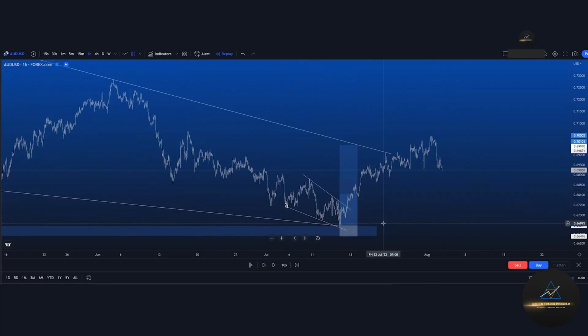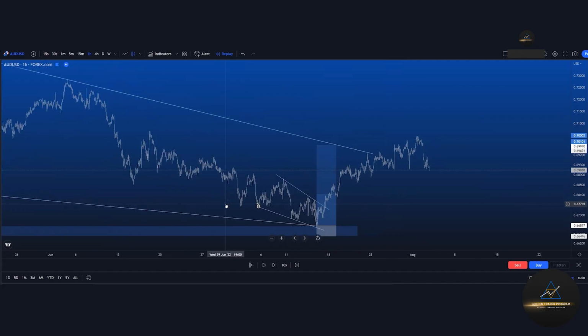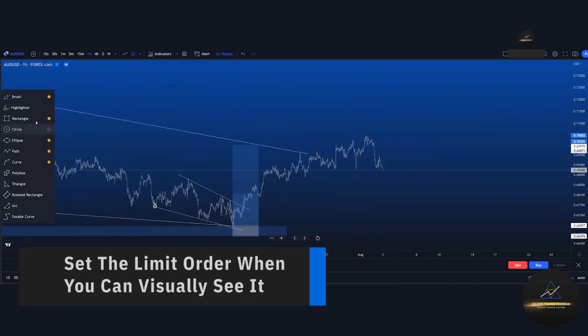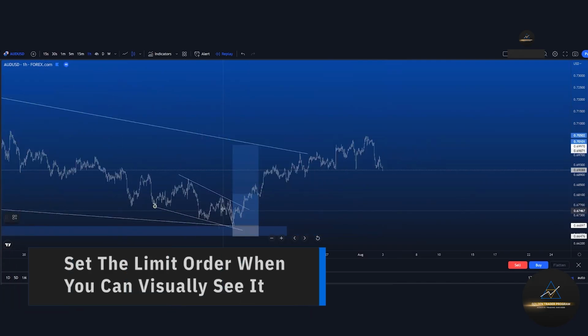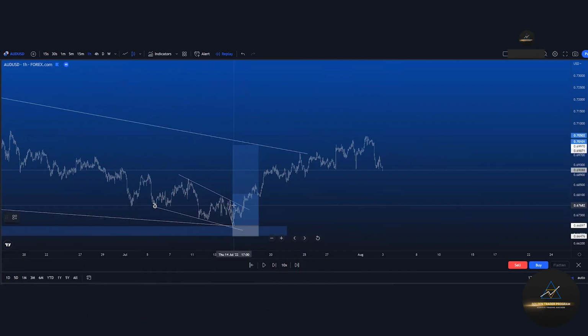Okay, to summarize, with the boomerang and with the 3 aces, or with anything in general with the BLT, set the limit order when you can visually see it's a valid pattern. That's the most important thing. Just keep it simple. Go ahead and practice, or take some notes and watch this video again at a later date.